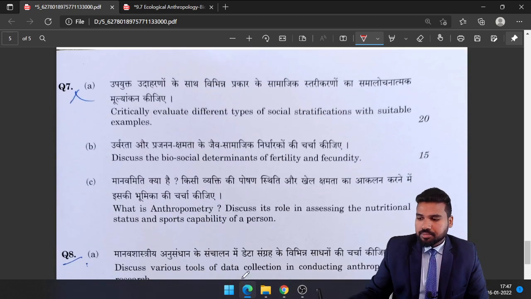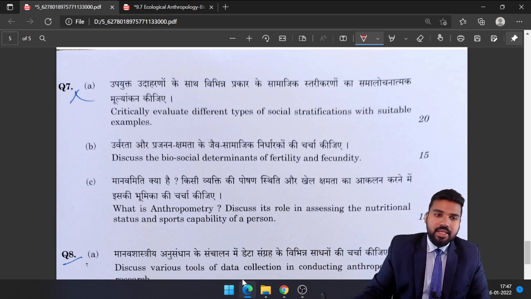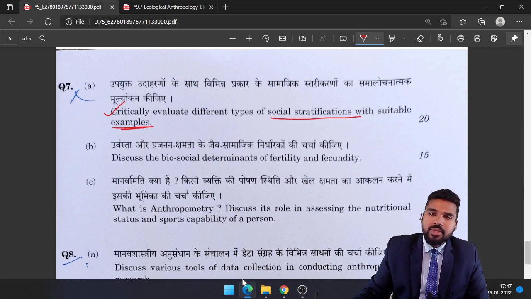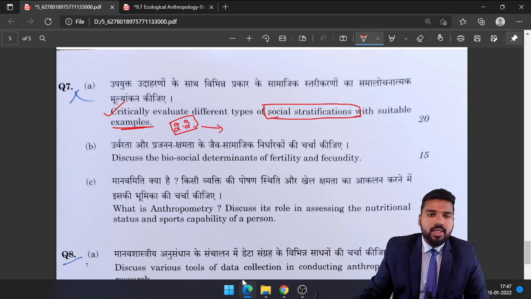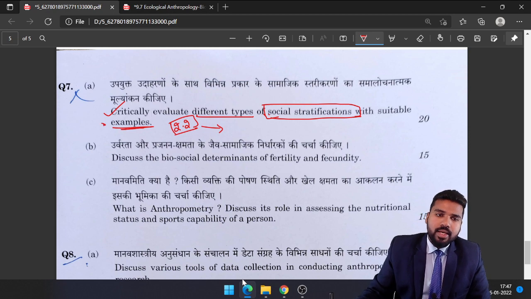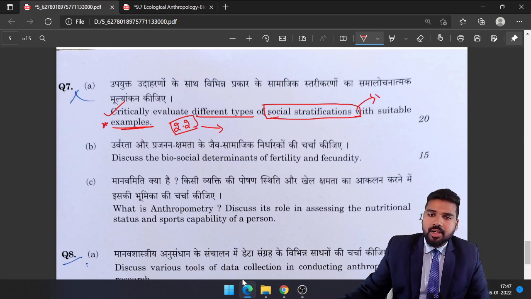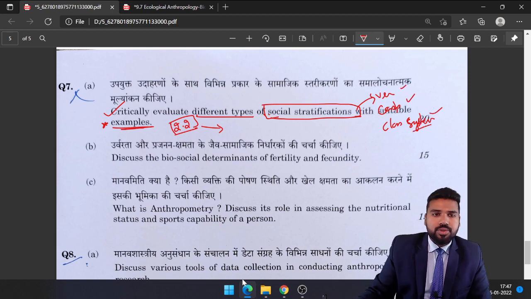Then question number 7. In question number 7, have a look, part A: critically evaluate different types of social stratification with suitable examples. This we have discussed, even in your society section 2.2, where we understood the meaning of social stratification and the different types of it, and you just have to provide the examples, like where we have discussed the varna system, then the caste system, then the class system, class division, etc. So you have to give some examples along with case studies. You can approach this question.